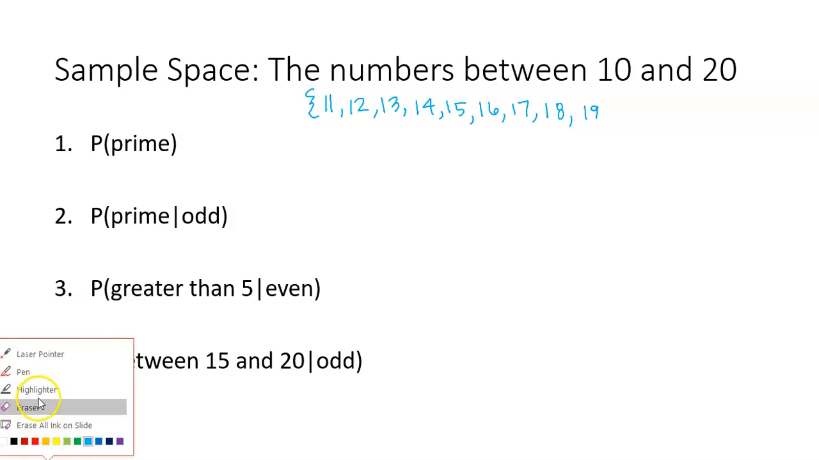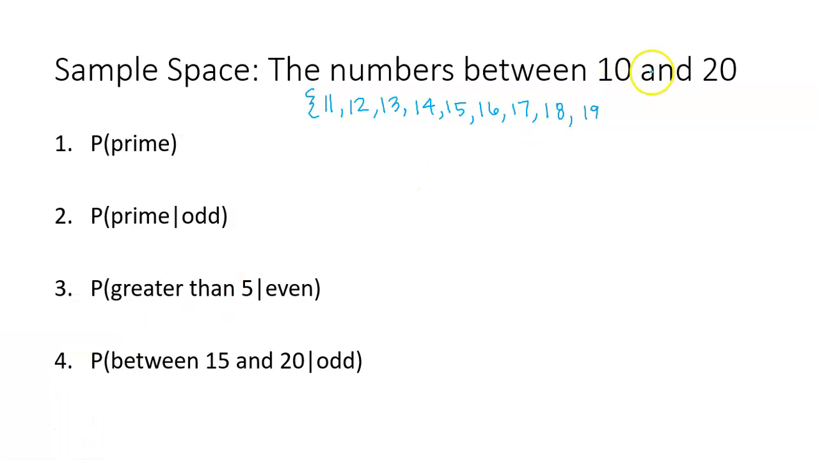It's helpful to write it out. Even if it gets a little bit big, you don't have to write down every number, but you really need to think about what numbers are included and what numbers are not included. Because it says between 10 and 20, that means we don't actually want 10 and 20 itself. We just want the ones between them.